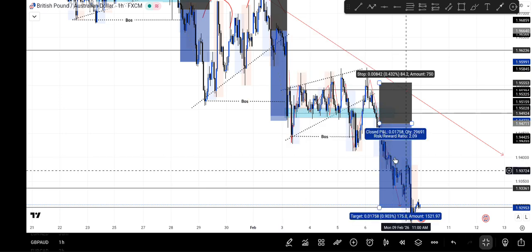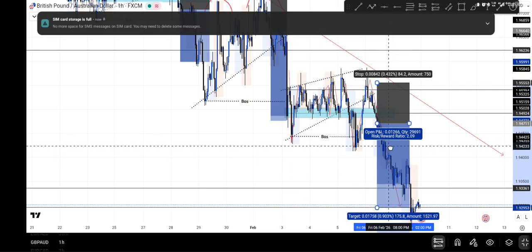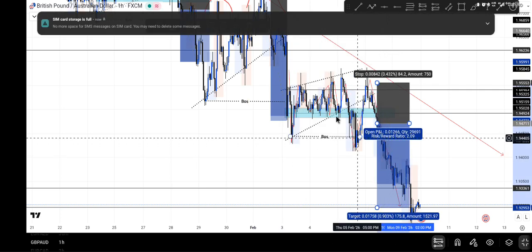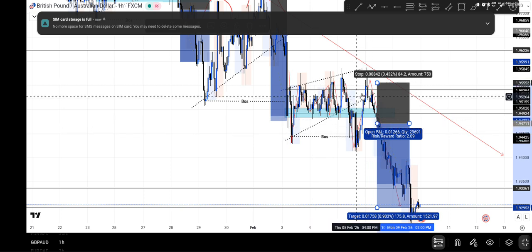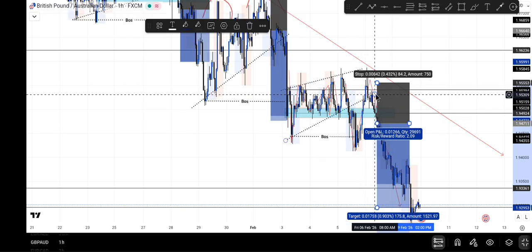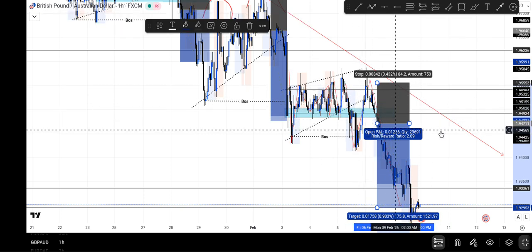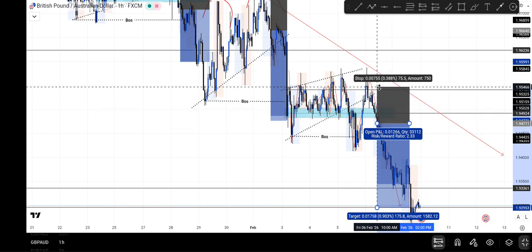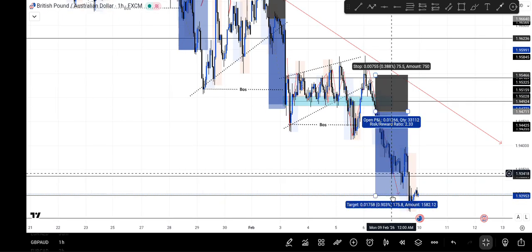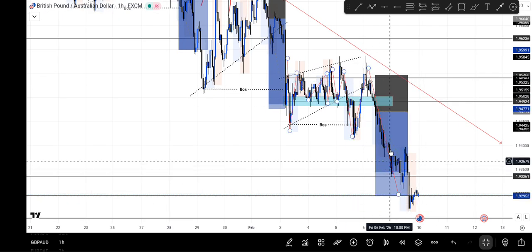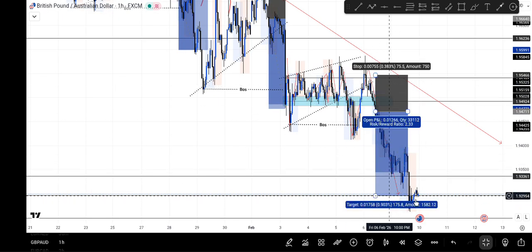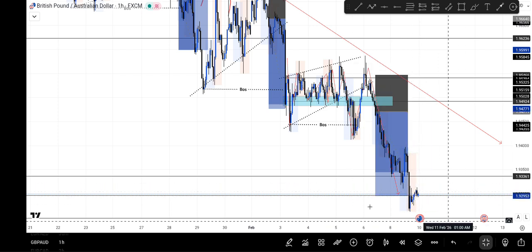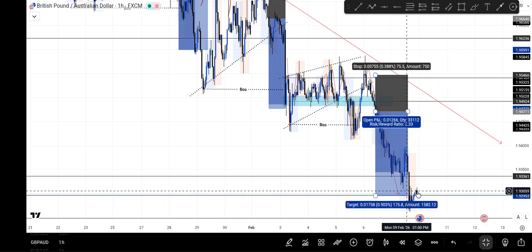My entry was around this level, after this break of structure. After waiting for this retracement to play out very well, the retracement played below this support level, making it resistance. I put my sell around there, my stop loss just around there, and then boom, sell all the way to the downside. This is 75 pips, making 175 pips. It's almost 1:2.5, or 1:2.2 or something.